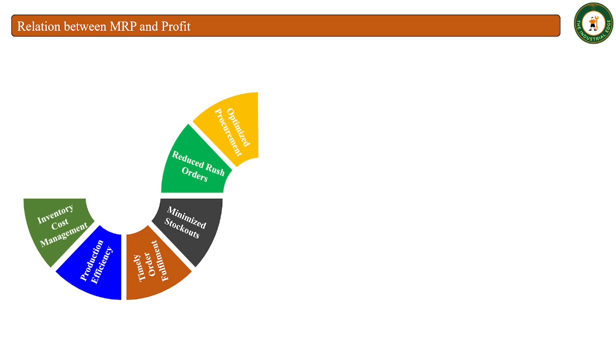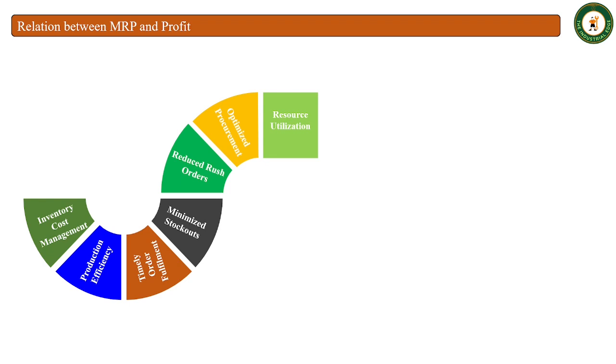Next, optimize procurement. MRP generates purchase orders based on calculated material requirements, considering lead time and existing inventory. This optimizes the procurement process, avoids overloading, and prevents tying up capital in excess inventory. Efficient procurement contributes to cost control and improved profitability.